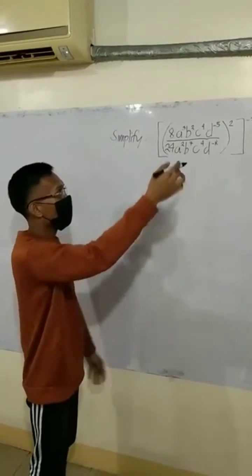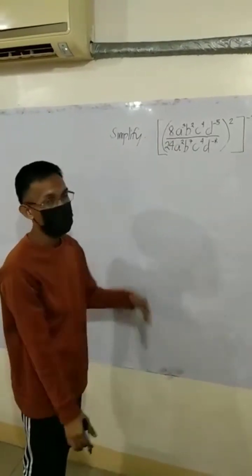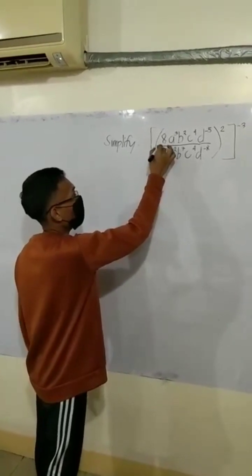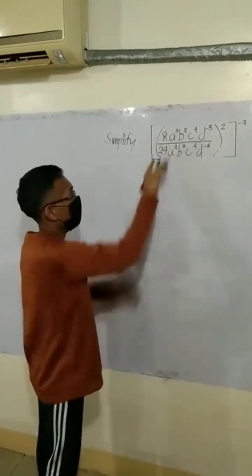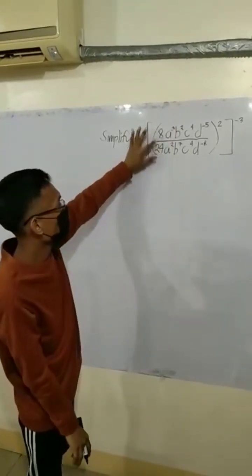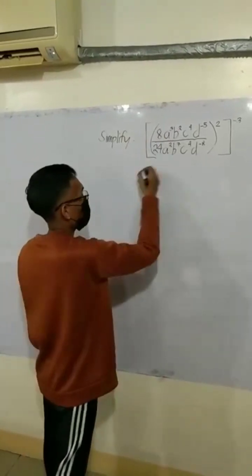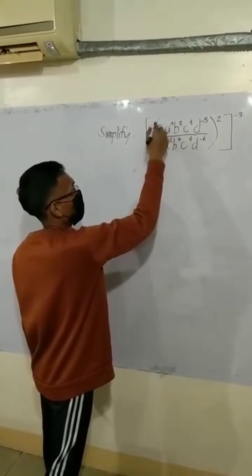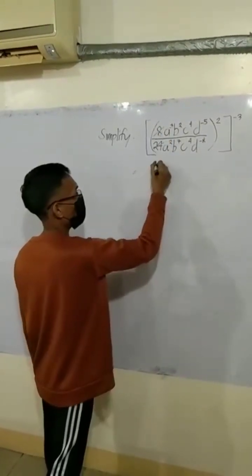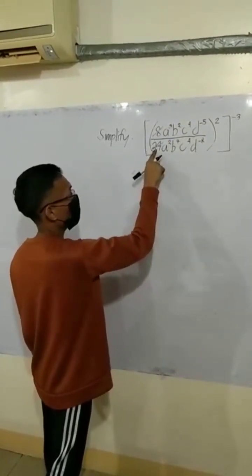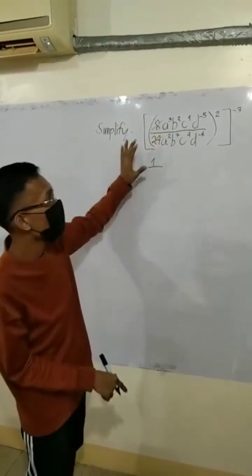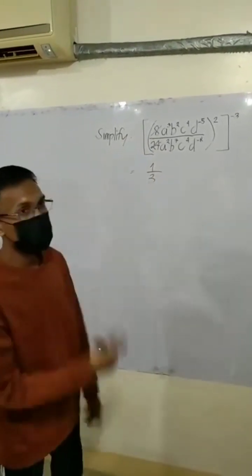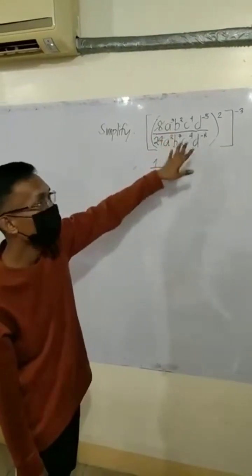What is the GCF of 8 and 24? Of course, it's 8, right? So we're going to simplify first this numerical coefficient. So 8 and 24, we can cancel this one. We can cancel 8 here. So 8 divided by 8 is just 1, over 24 divided by 8, since 8 is their GCF, so it's 3. Now let's proceed with their variables.